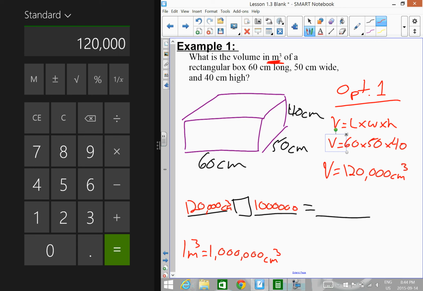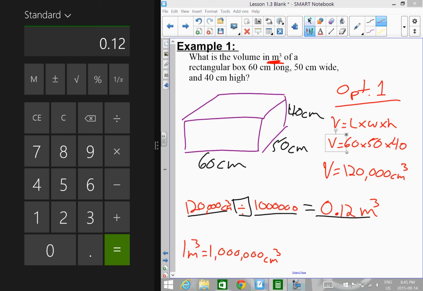Now we're trying to change that into meters cubed, that is. All right, so a meter cube is bigger than a centimeter cubed. So that means our number will be getting smaller, or we're dividing. There's 6 zeros, so we're going to move the decimal 6 spots. 1, 2, 3, 4, 5, 6. And that's going to give us 0.12. If you don't believe me, we'll take that number divided by 1 million. 0.12.